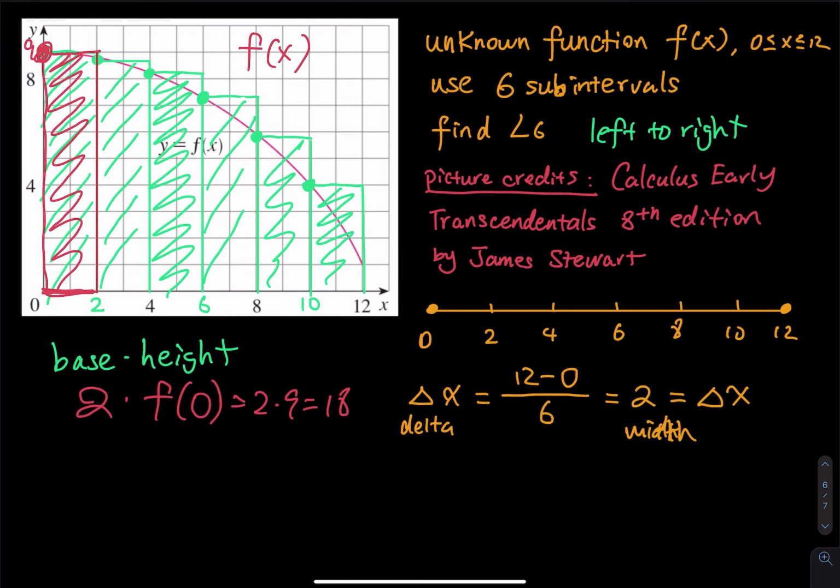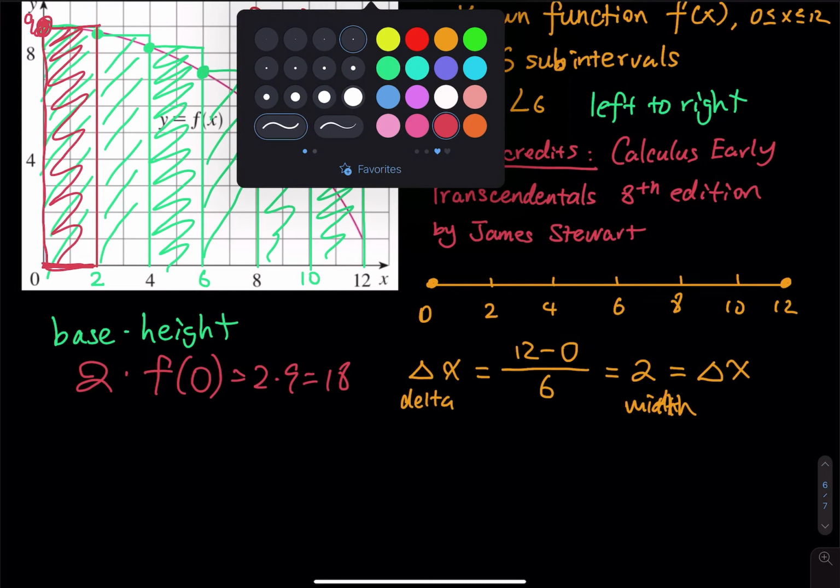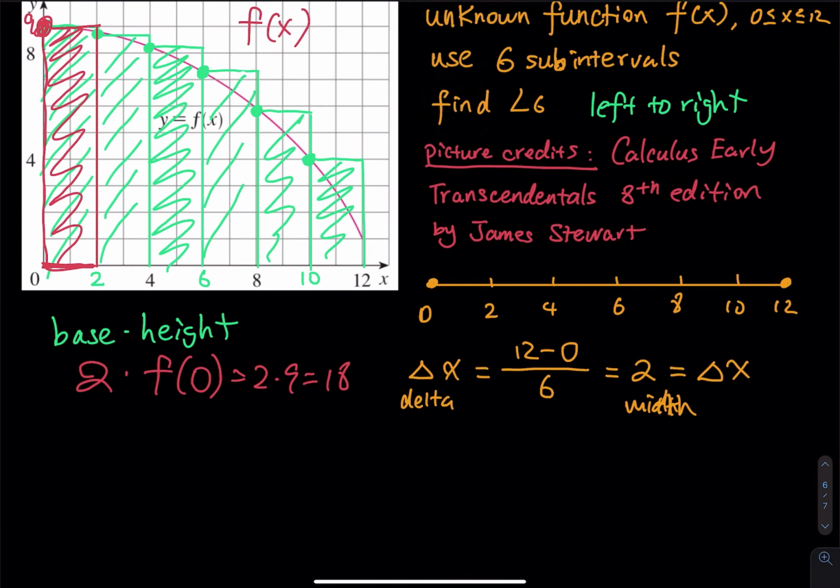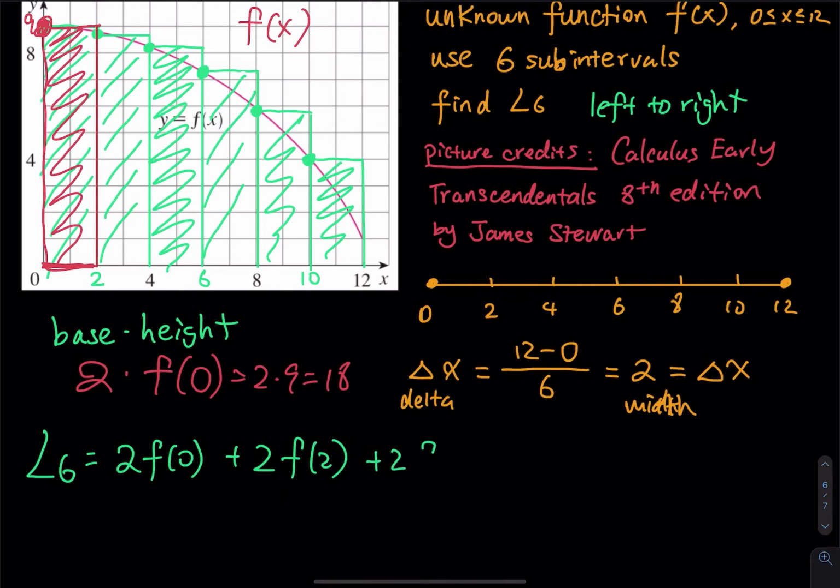Okay, let's do the entire line. So the entire line, we have a left sum. I divided it into 6 intervals. So from left to right, the first one, the base is 2 units long, and then we have f of 0, right? And then the next one, the base is 2 units long, and then we are at f of 2, and then plus 2 f of 4. If you take a look at the orange segment, 0, 2, the next one is 4, and then we use 6, we use 8, we use 10, but we don't use 12.